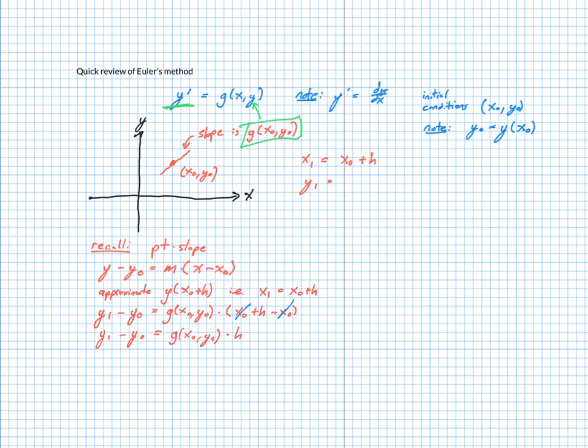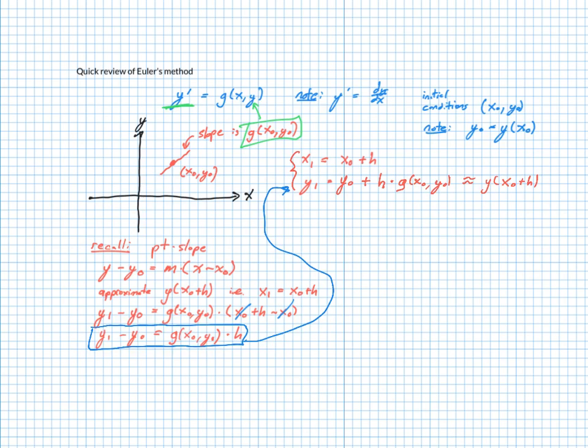Now if we were to approximate y1, then we would get that y1 is going to be equal to y naught when I bring it to the other side, plus, and I'll put the h first in front of the function, times g of x naught comma y naught. And remember, this is to approximate what the function y of x naught plus h should be. Now, that's our first solution.